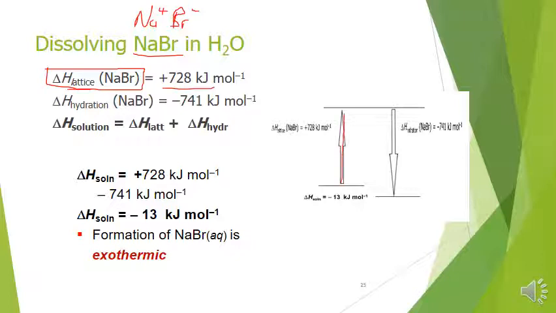So add that amount, 728, and then you put it in water and it hydrates, and it goes down this much. The difference between the two is negative 13 kilojoules per mole, and that's an exothermic reaction. In this case, this does happen, based on what we would assume based on enthalpy.